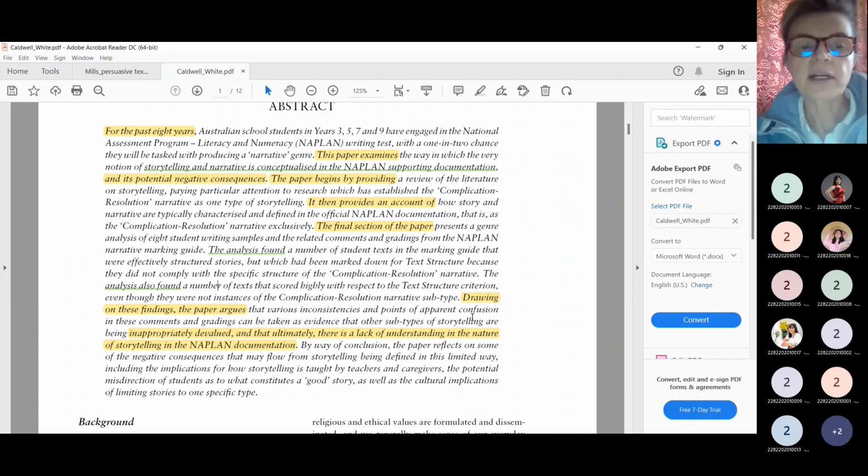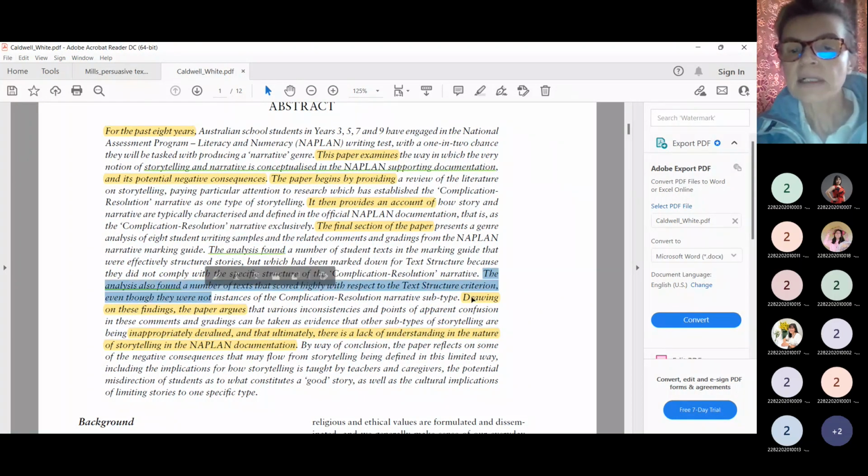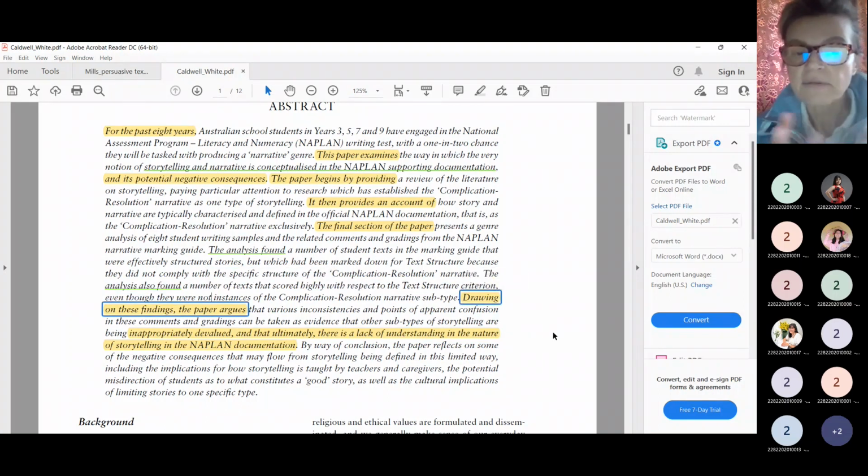Here, the sentence: drawing on these findings, the paper argues that various inconsistencies and points of apparent confusion in these comments and gradings can be taken as evidence that other subtypes of storytelling are being inappropriately devalued and that ultimately there is a lack of understanding in the nature. I would still say it's a finding, right? So it's one finding, second finding, and basically a concluding finding. It's still the resolution stage.